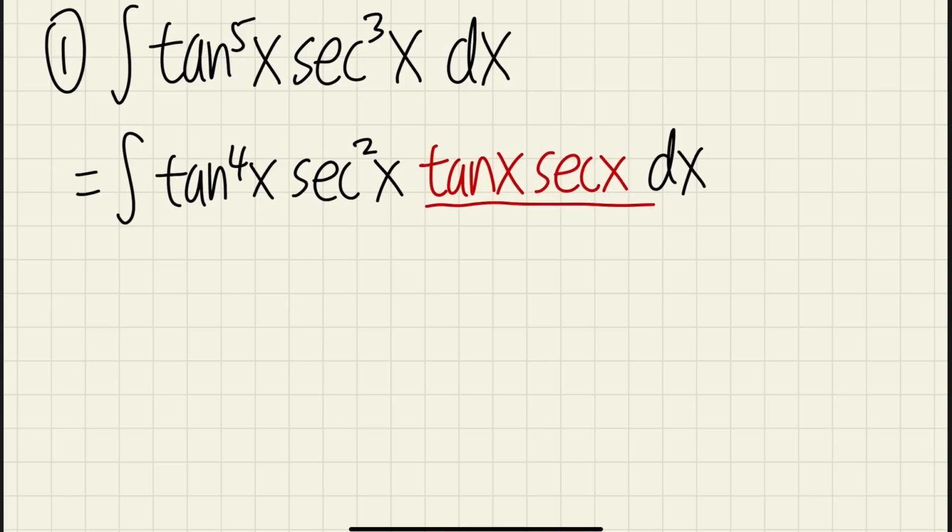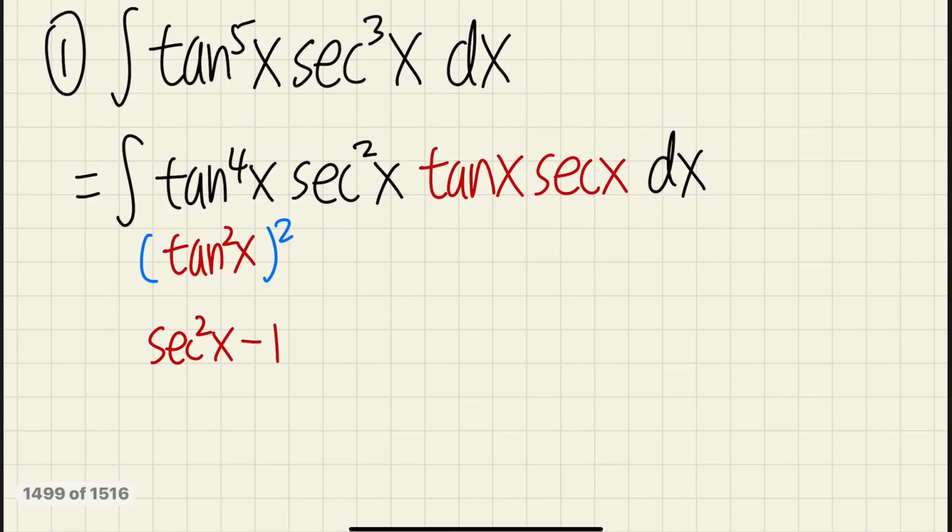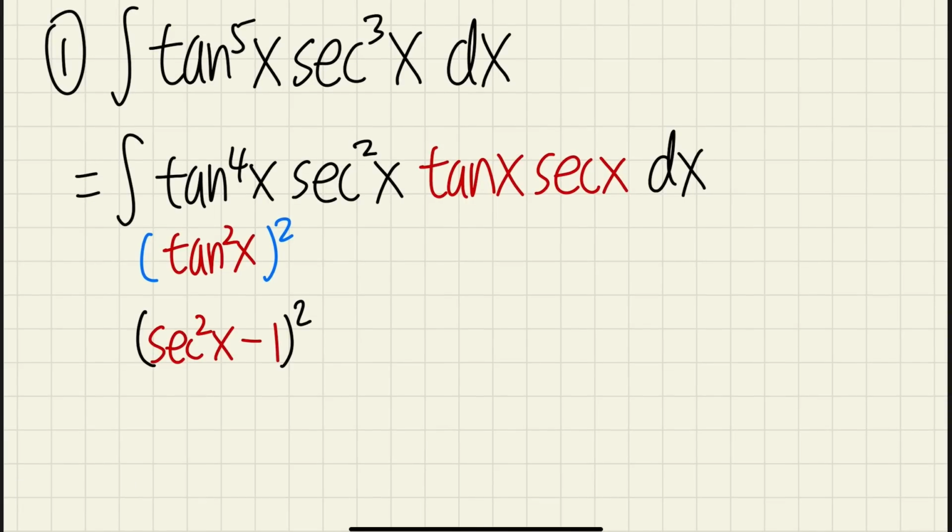Now notice the last part here, we have tangent x times secant x. So our goal is to write the first part in terms of secant x, because the derivative of secant x will give us precisely this. So to achieve that, let's look at tangent to the 4th power and rewrite that as tangent square and then square. And here we will have to know our trig identities. Tangent square x equals secant square x minus 1. And we still have the square, and then we are just going to write down the rest.